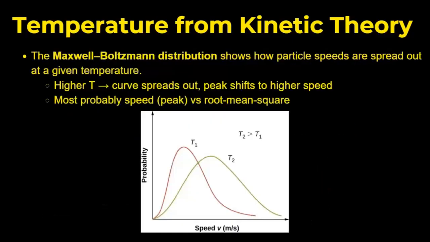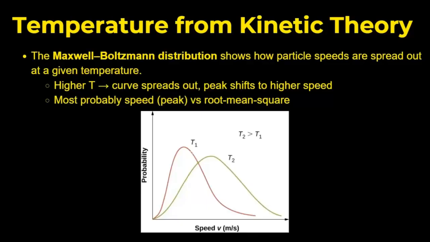Not all particles move at the same speed. So the Maxwell-Boltzmann distribution shows how particle speeds are spread out at a given temperature. So for temperature T1, there are some particles that are slower and some particles that are faster. You'll notice that there is this peak right here, and this is called the most probable speed. Shifted a little bit to the right is what's called the root mean square, which I will show you how to calculate in just a little bit.